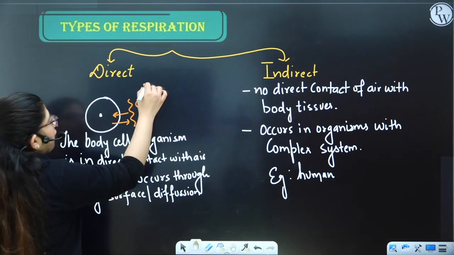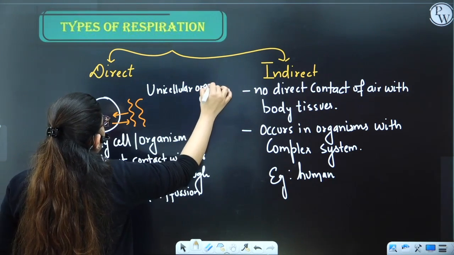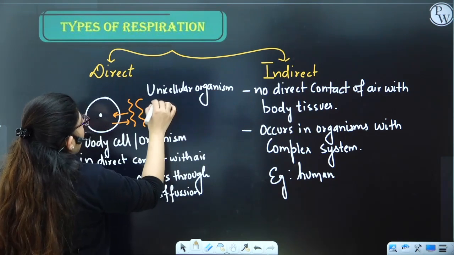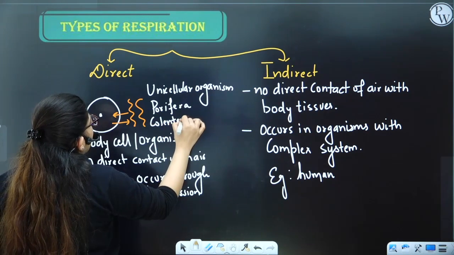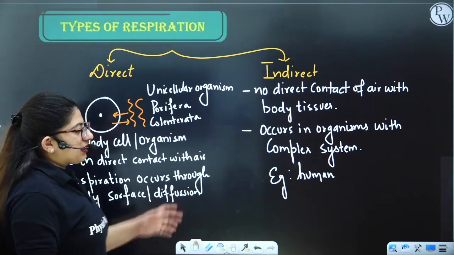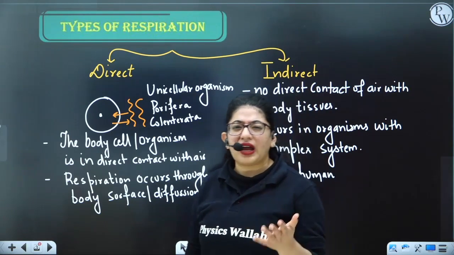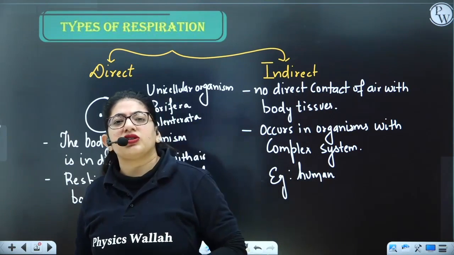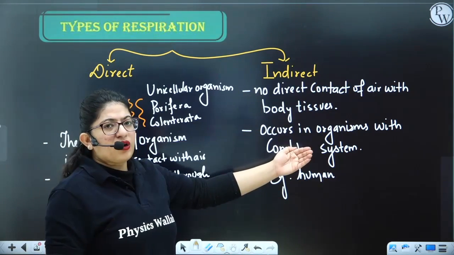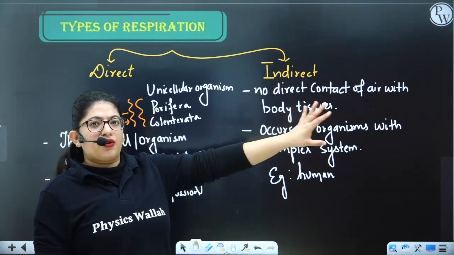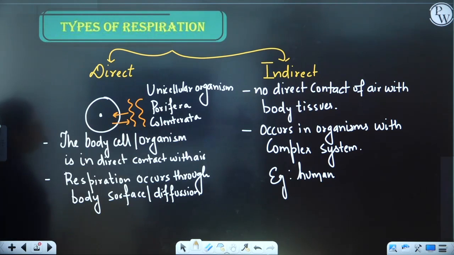So for example, we have unicellular organisms, and another is your poriferans, lower organisms, your coelenterates. So all these organisms are lower invertebrates, basically I'm talking about lower invertebrates. They are very simple. They don't have much respiratory organs. They don't have lungs like us. So there the respiration is quite simple. Understood? Complex organisms have organs like lungs, so the body cells are away from the air. Here the organism is single celled, so the air is in direct contact with the body cell.